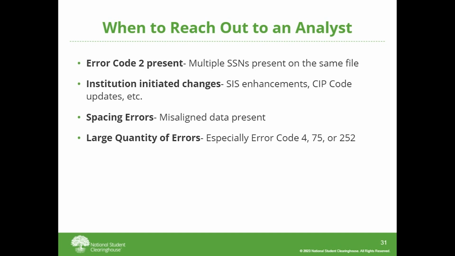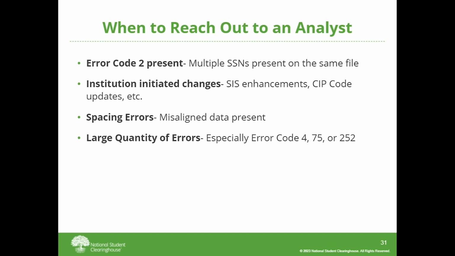Please review the records flagged with an error code 2 in your student information system to determine the cause and to make the corrections internally to avoid future errors, and reach out to the assigned analyst for assistance. While the error code 2 is a black warning, it must be resolved before we can process the file.